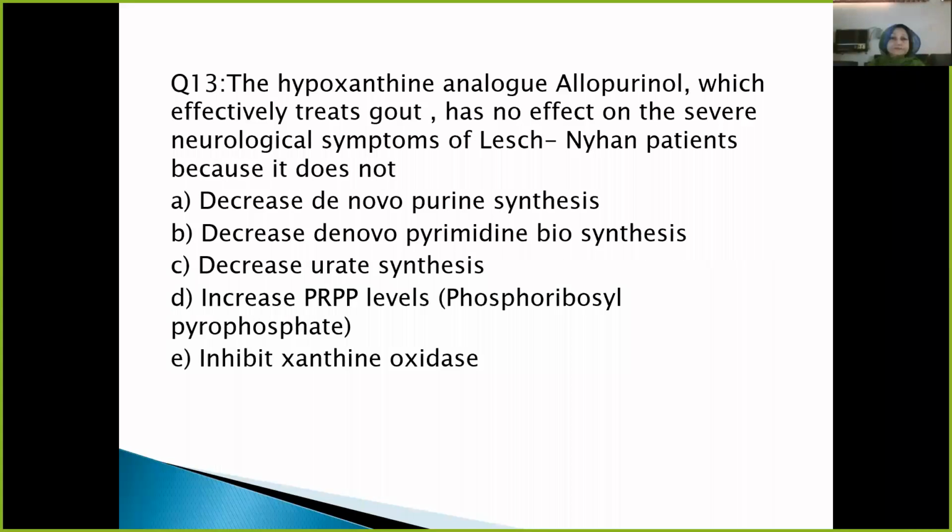Next question. Hypoxanthine analog allopurinol, which effectively treats gout, has no effect on the severe neurological symptoms of Lesch-Nyhan patients because it does not decrease de novo purine synthesis, decrease de novo pyrimidine biosynthesis, decrease urate synthesis, increase PRPP levels, inhibit xanthine oxidase.